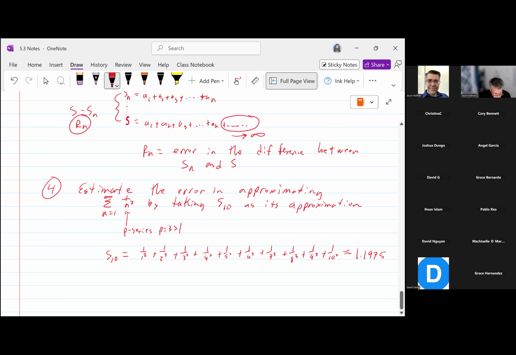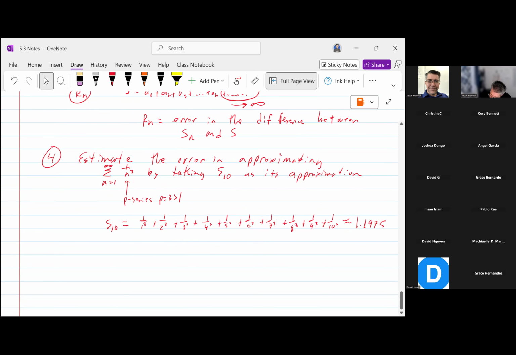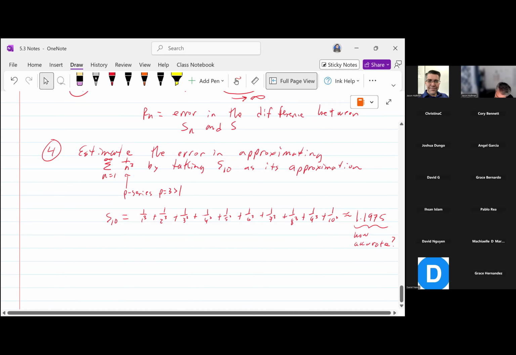1.1975. Perfect. Okay, so that's S10. We want to know how good of an approximation this is, how accurate of an approximation. So let's look at the remainder here. We want n plus 1.